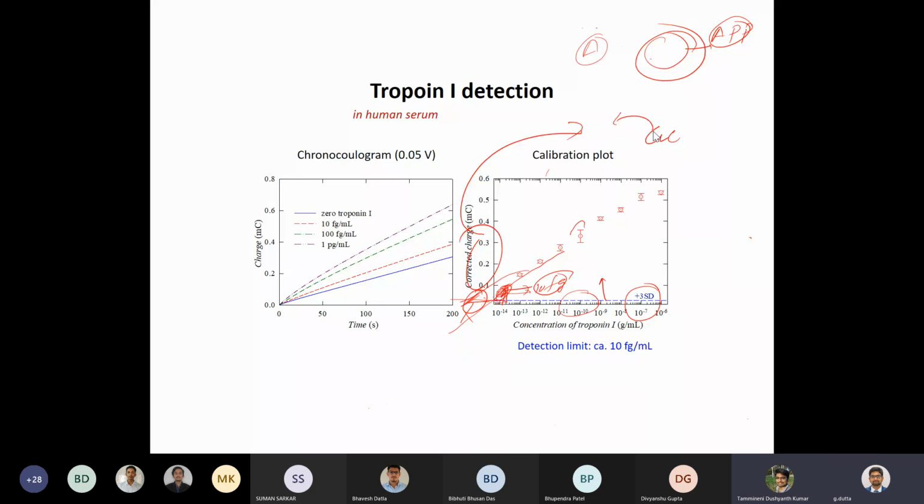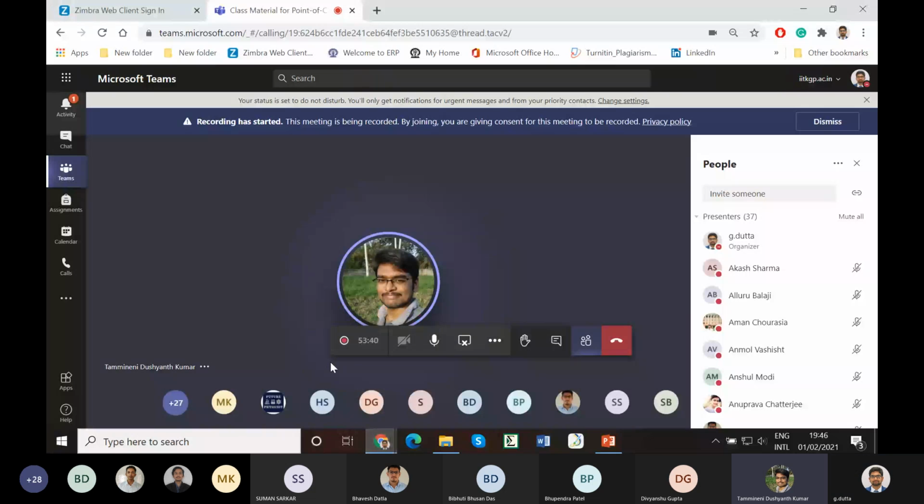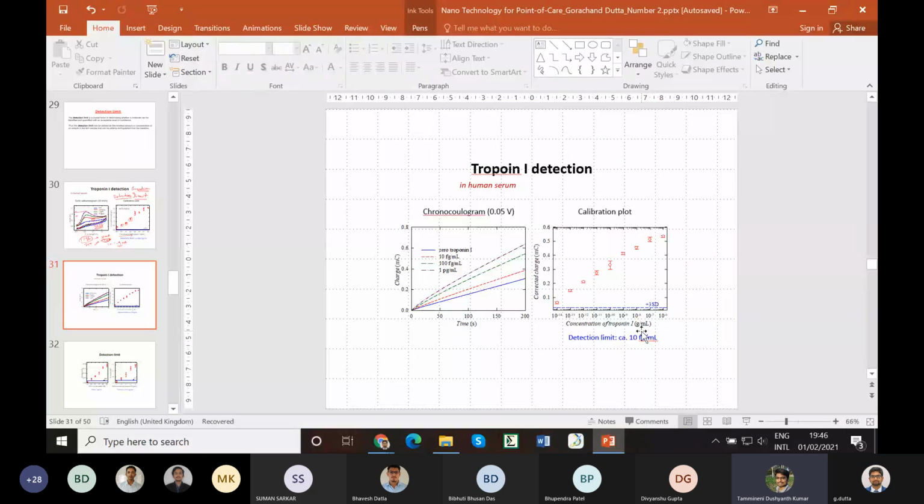Excuse me, sir. Yes, tell me. Sir, I have one small doubt. For example, if you extrapolate this curve, the second curve, the concentration versus charge curve, to the point where there is zero concentration but there is some charge, can we say that charge is noise, sir?